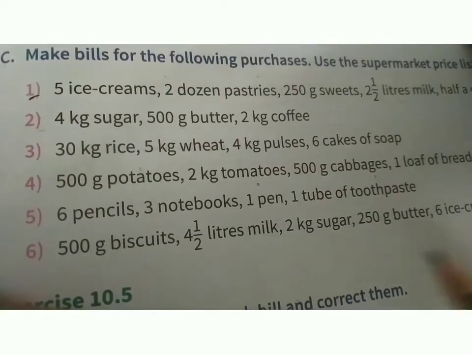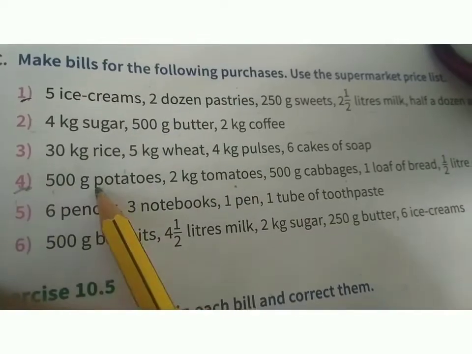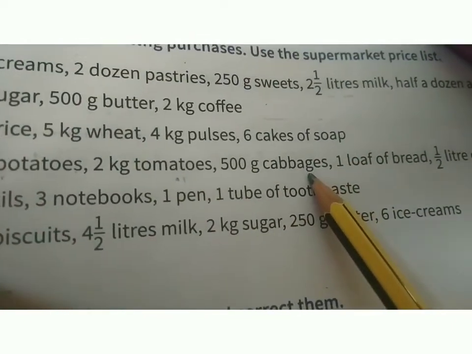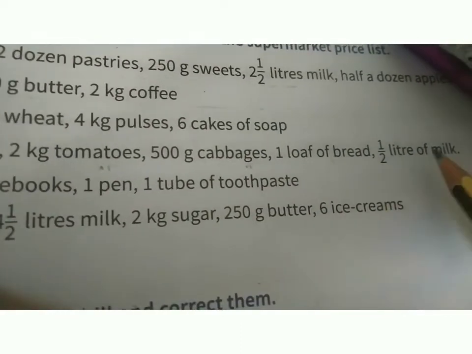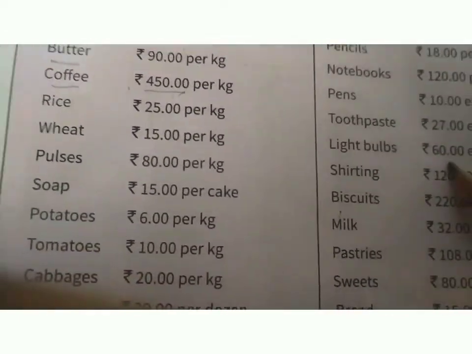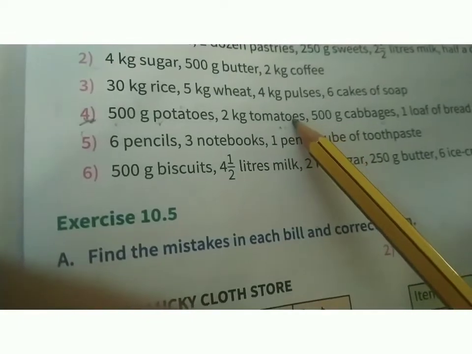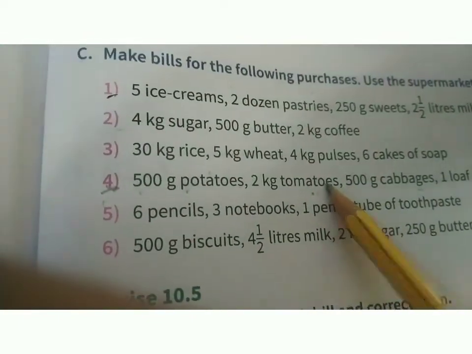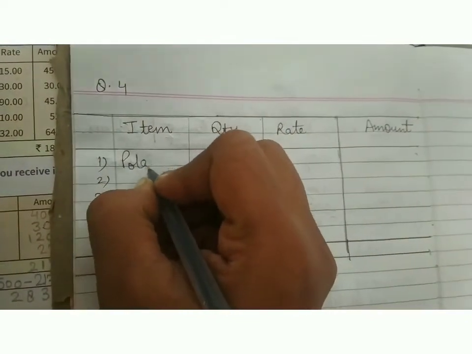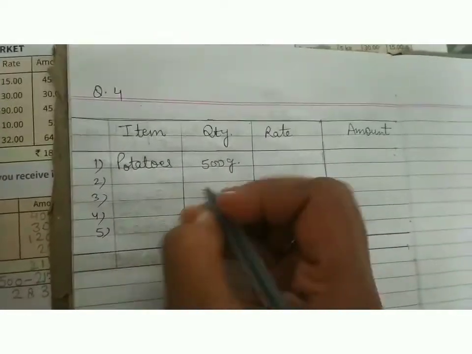So here children, we are taking one more question, that is question number 4. 500 gram potatoes, 2 kilograms tomatoes, 500 gram cabbages, 1 loaf of bread and half liter of milk. From the price list, we will just jot down the prices of all the items for which we have to make the bill. So let's start now. So children, here our first item is potatoes. How much? 500 gram. Okay.